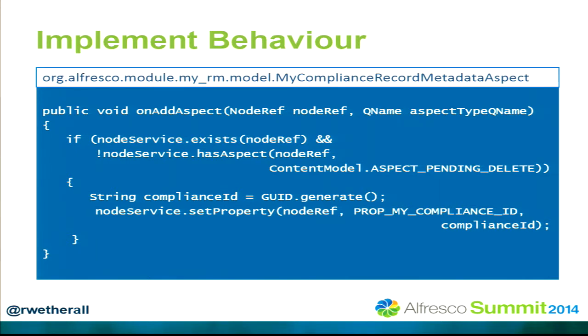Just FYI, a couple of good practice things as well, particularly when you're doing a transaction commit behavior, is to double check that it exists, because you could have triggered the event and then deleted the node later in the transaction. And it's also a good idea just to check that it's not pending delete as well. Just a couple of useful little tips there.